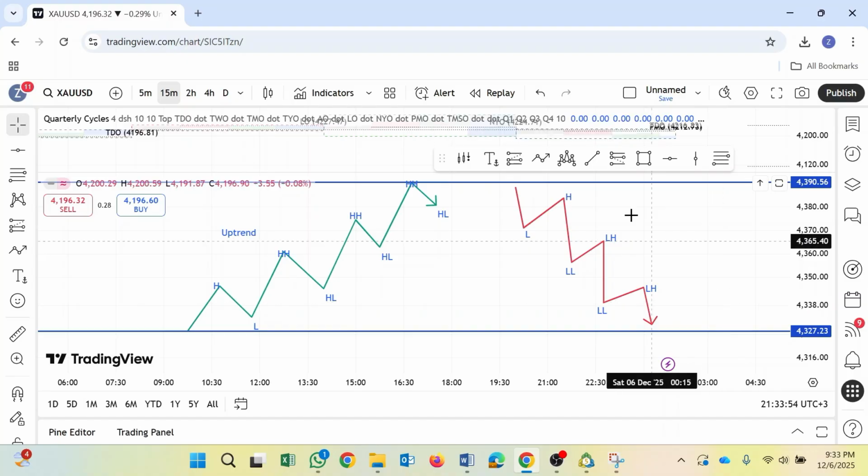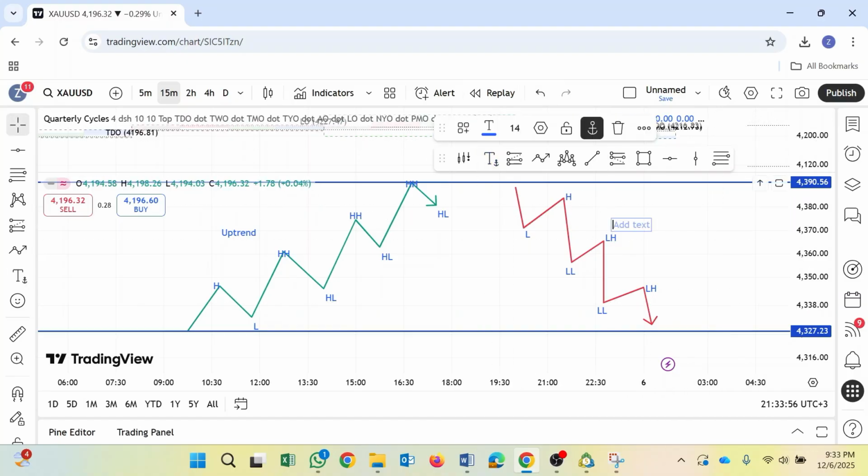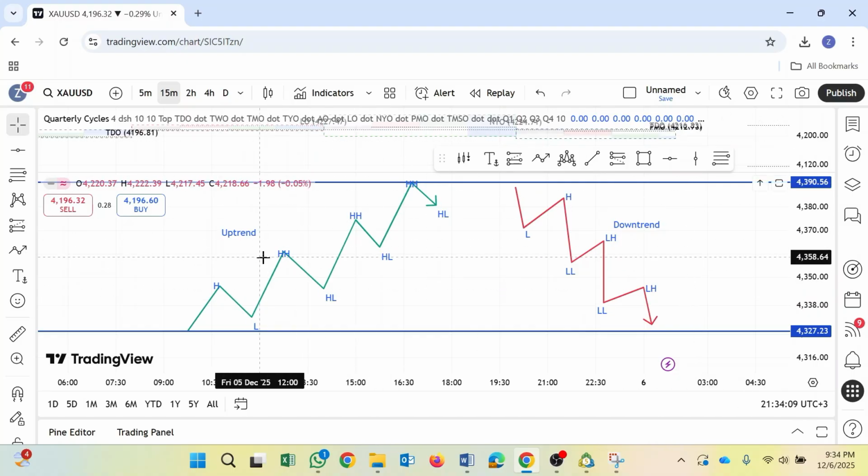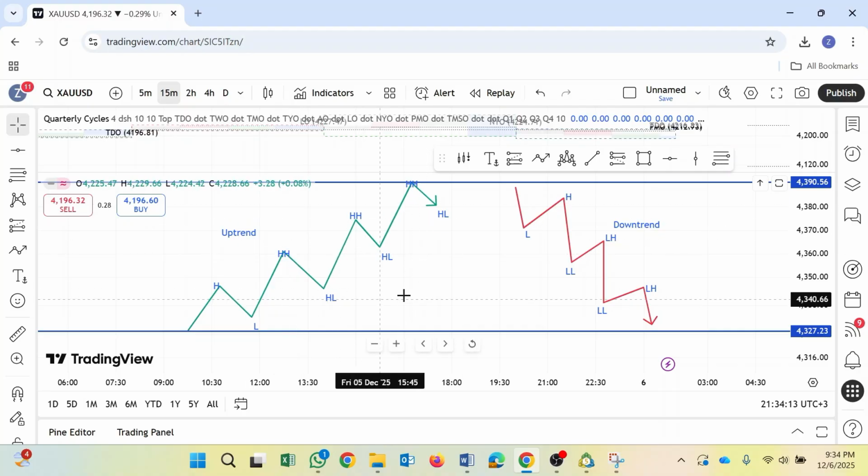So a downtrend, we can say, is formed when we are forming lower lows and lower highs. That is the opposite of an uptrend, where we form higher highs and higher lows.